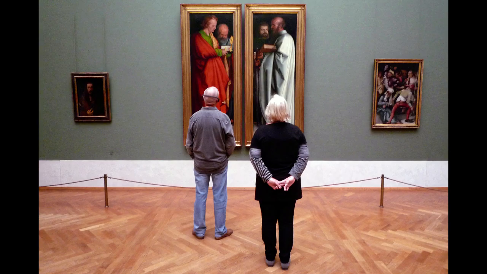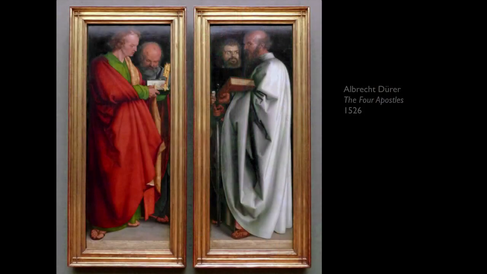We're in the Alte Pinakothek, a museum in Munich in Germany, and we're looking at Albrecht Dürer's monumental diptych. It's actually 2 panels, the 4 apostles. And this is such an interesting painting because it's at this very moment that the Protestant Reformation is taking place, and Dürer, the artist, converted to Protestantism.